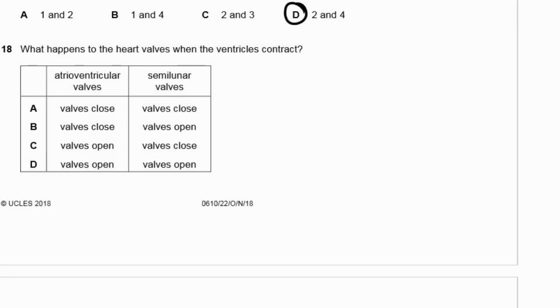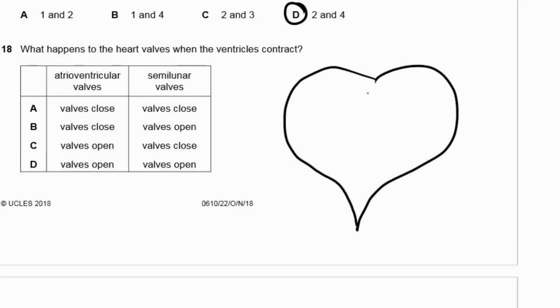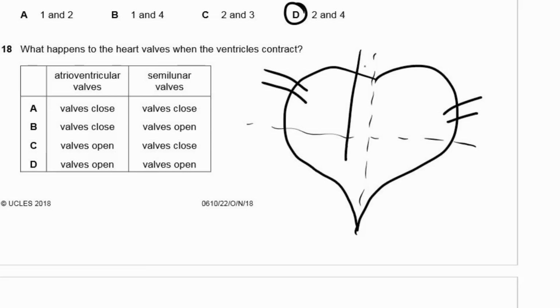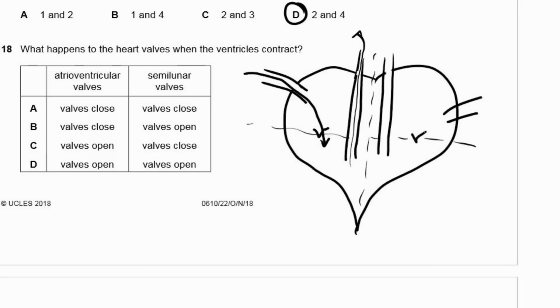Question 18. What happens to the heart valves when ventricles contract? Okay, so let's draw our heart. So we have a heart, a nice, pretty heart. We divide it into 4 chambers. We have vessels going in, then we have vessels going out. All right, so this is the way that I draw a heart simply when I'm doing an exam. Okay, so blood goes in here, goes down, goes up, and through here we have a valve. Again, we have a valve here, goes down through here, it goes back up.